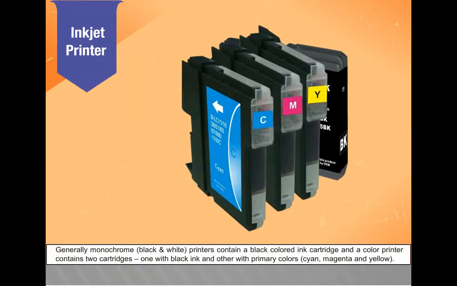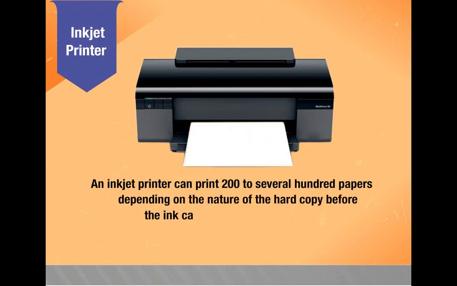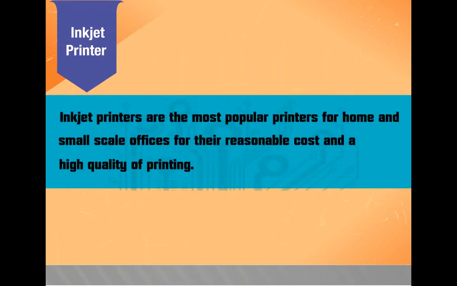Generally, monochrome, that is black and white printers, contain a black colored ink cartridge, and a color printer contains two cartridges, one with black ink and other with primary colors cyan, magenta and yellow. An inkjet printer can print 200 to several hundred papers depending on the nature of the hard copy before the ink cartridge needs to be replaced. Inkjet printers are the most popular printers for home and small-scale offices for their reasonable cost and a high quality of printing.